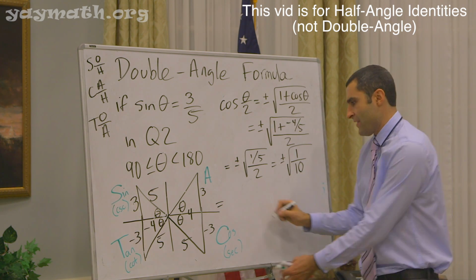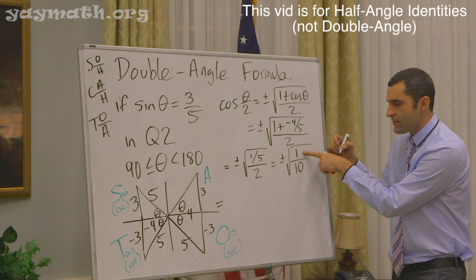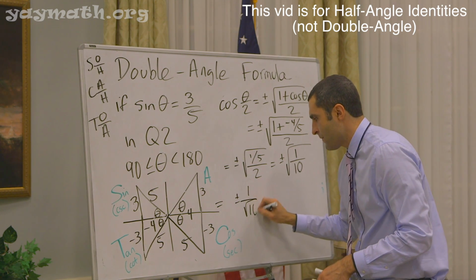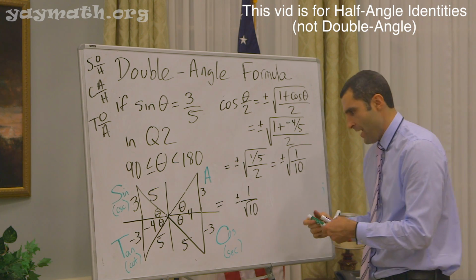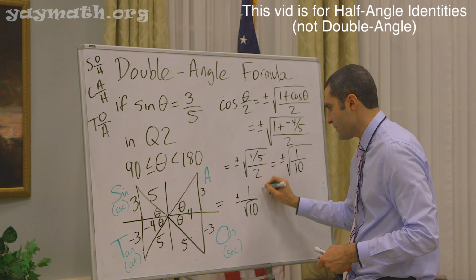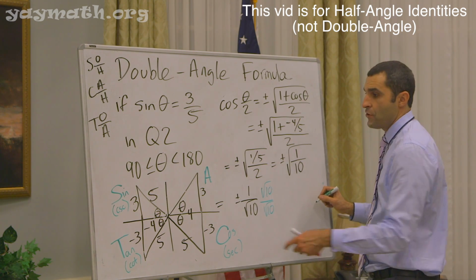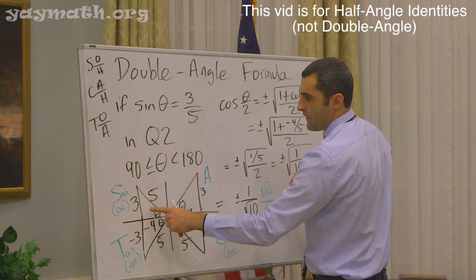Now this is the same as square root of 1, which is 1, plus or minus 1. Square root of 10, leave it, and then you have to multiply again on the bottom. So it's square root of 10 over 10. Very good. If we're in quadrant 2 originally, sine of the angle is positive in quadrant 2.